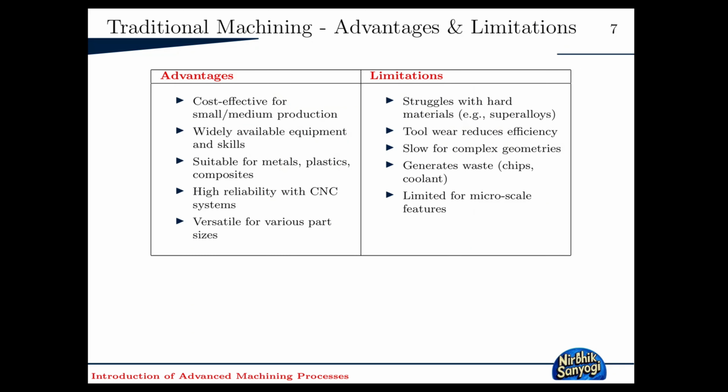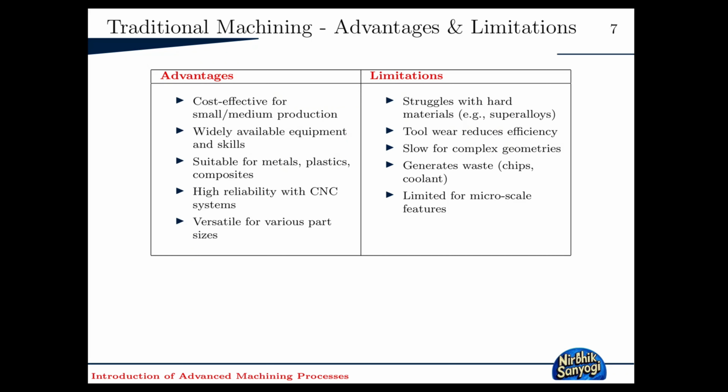Advantages and limitations of the traditional machining process. As I told you, these machining processes are the most widely used. This is because they are cost effective for small and medium production, with widely available equipment and skills, suitable for metals, plastics, and composites, and high reliability with CNC systems. CNC, computer numerical control, can be configured with these processes, and it is very widely used in several industries. They are also versatile for various part sizes.